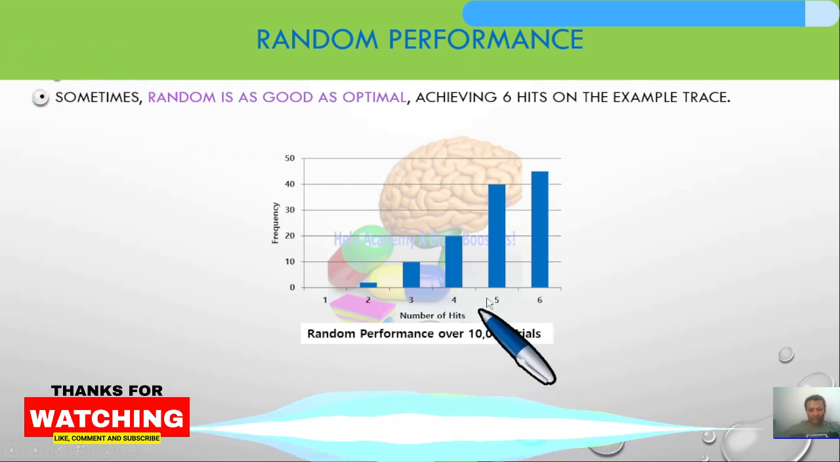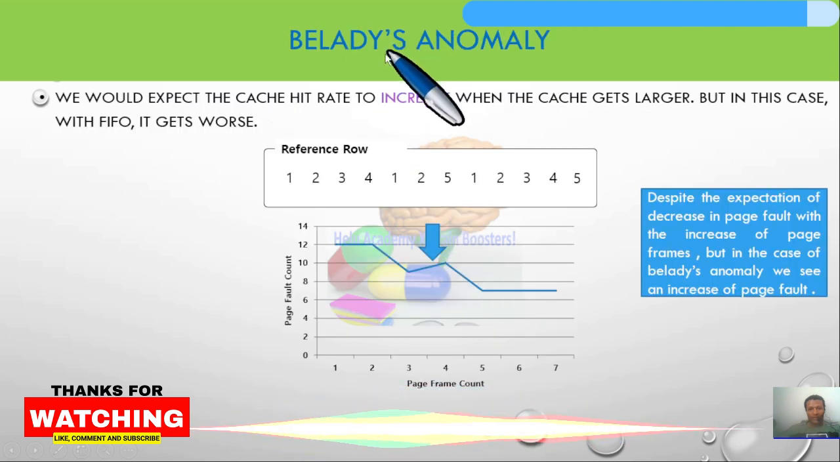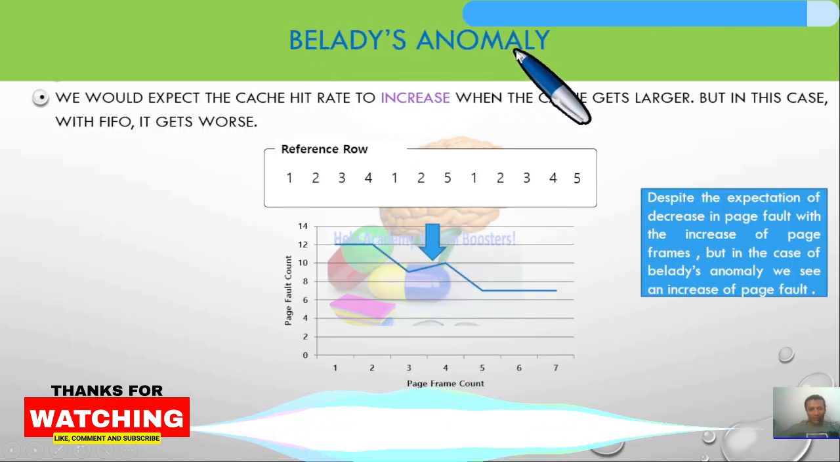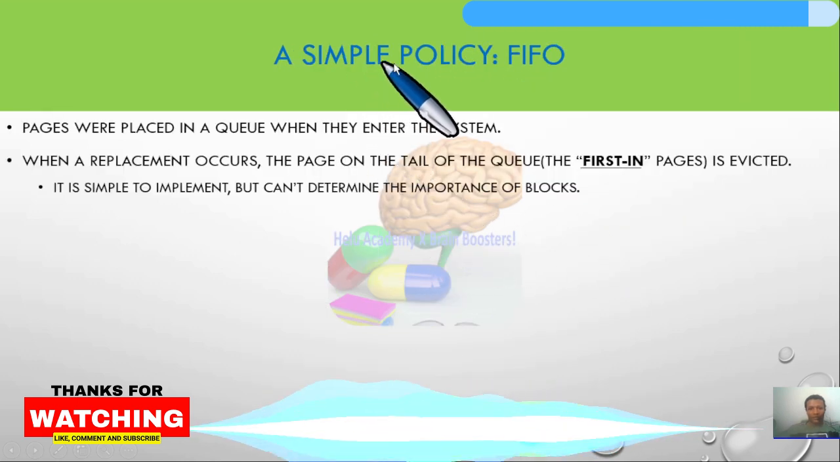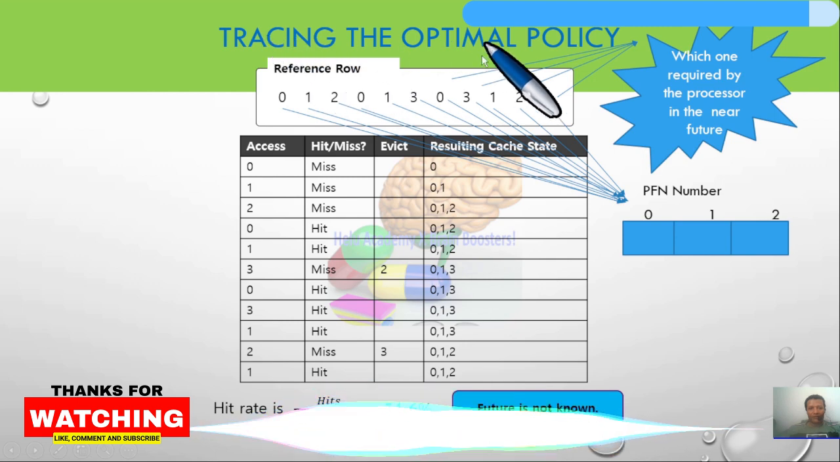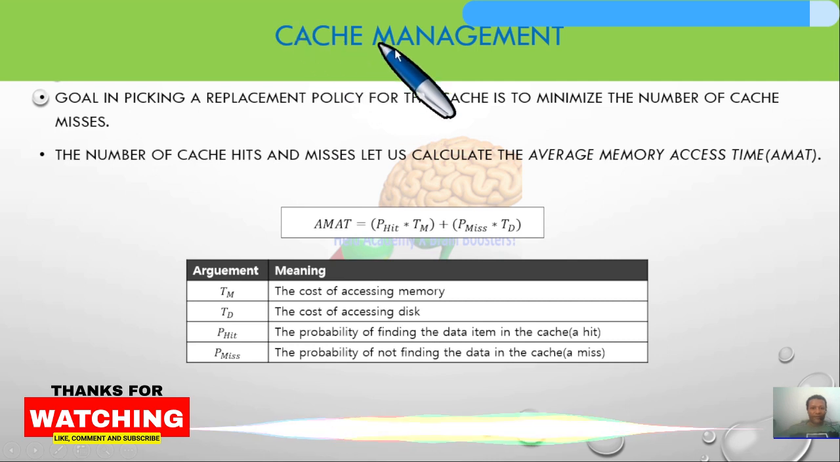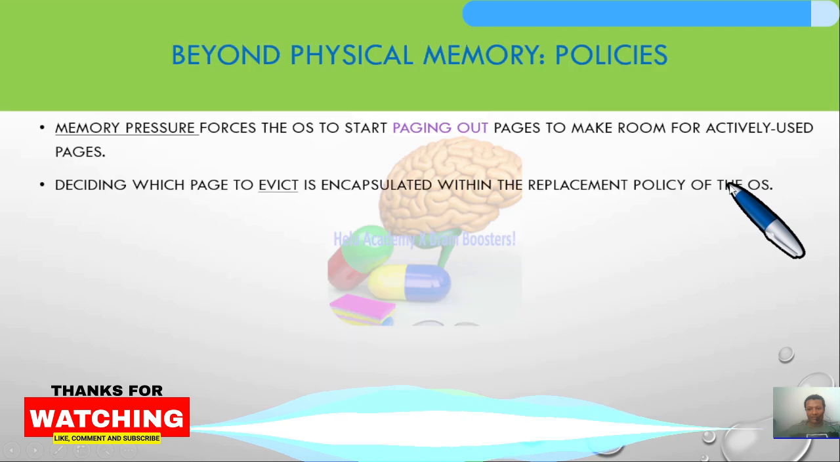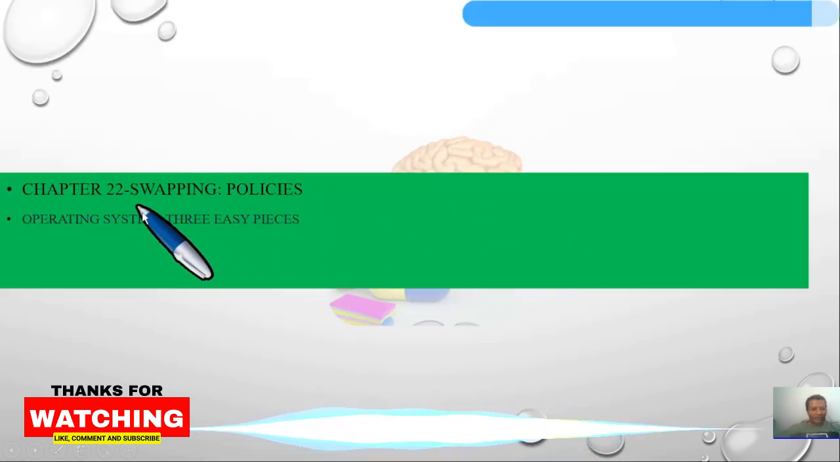We have also seen the random policy, what Belady's anomaly is, tracing the FIFO policy, the simple FIFO policy, the optimal policy, and cache management. This is a formula you can use to find average memory access time. And again we saw the policies and the swapping policies.